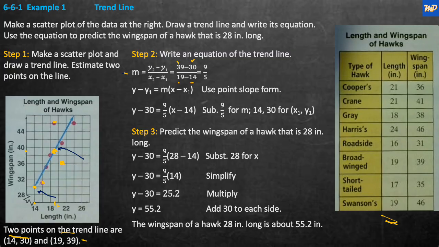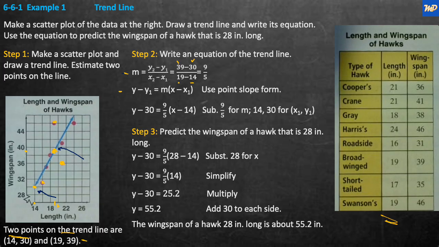And then when you do the math on this, 39 minus 30 is 9. 19 minus 14 is 5. 9 divided by 5 is our rate. Okay, it's the slope. Rise and run. Okay, so now it says next use the point slope form anyways, and the point slope form of the line is y minus y1 equals the slope times x minus x1.